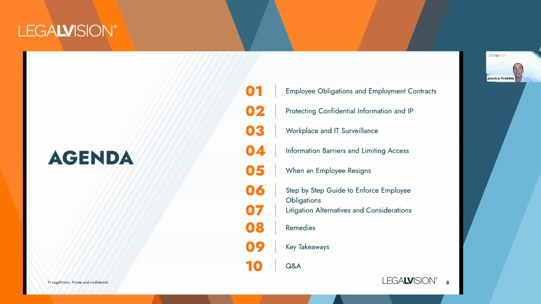So today we will be discussing employee obligations and employment contracts, protecting confidential information and intellectual property, workplace and IT surveillance, information barriers and limiting employee access, what to do when an employee resigns, a step-by-step guide to enforcing a restraint of trade, the litigation alternatives and considerations, some of the remedies, and lastly, some of the key takeaways.